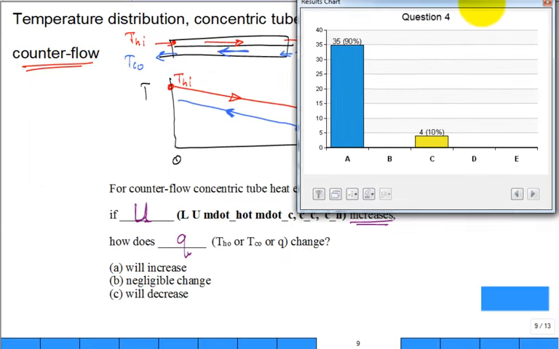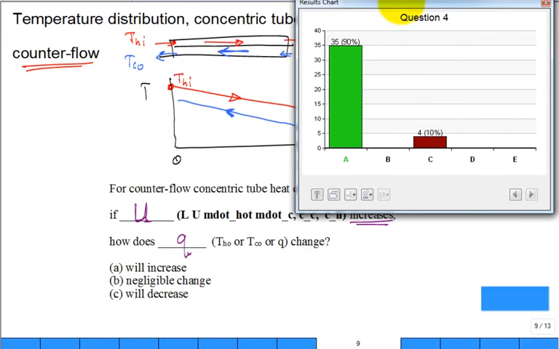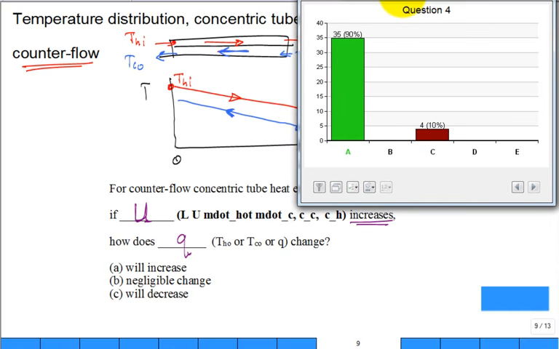Well, the Q will increase. That's the right answer. I'm glad a lot of us had it. What does U represent? A large U is like a large convection coefficient. A large value of U means it's pretty easy to transfer the heat between the hot and the cold fluid. So you'll get more for the same size of heat exchanger, et cetera.